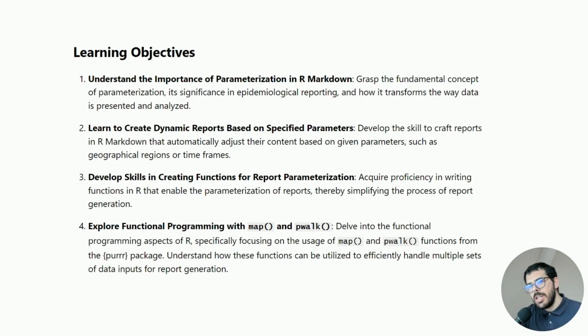You can pause the screen here to discuss and discover more the learning objectives of this lesson, but they are mainly fourfold. First, we would like to understand and discover what it means to parameterize reports in R Markdown. Second, we will learn how to create these dynamic reports using these specific parameters. And finally, we will develop the skills to create specific functions for this and leverage functional programming with the purrr package, specifically by using map and pwalk functions in our processes.